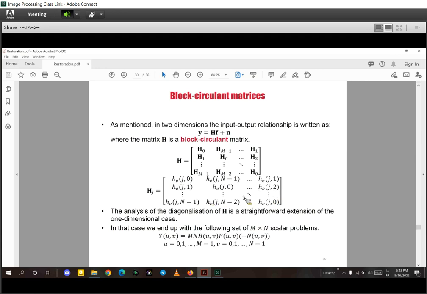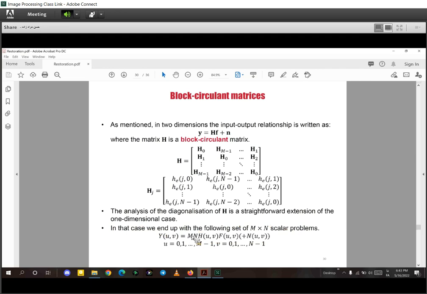Okay, the last one: 2, 1, 0, minus 1, etc. The diagonalization of H is a straightforward extension of the one-dimensional case. In that case, we end up with the following set of m by n scalar problems.